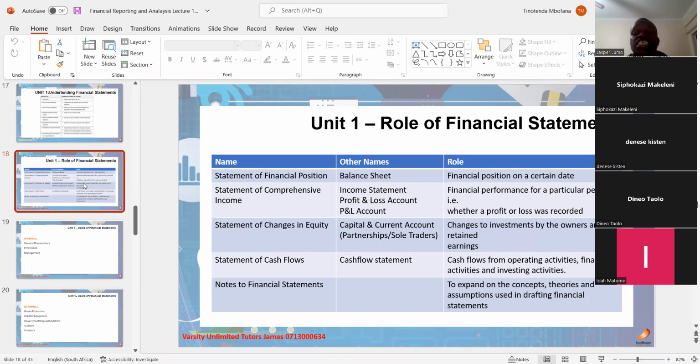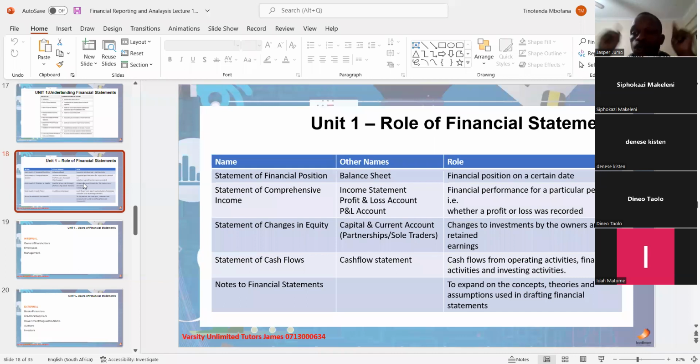That's why I was saying it's important. It tells you how many assets the company has on 10 August. How many liabilities does the company have on 10 August? How much equity does the company have on 10 August? So it gives you a summary of the value of a business on a particular day, the financial position of a business on a particular day.